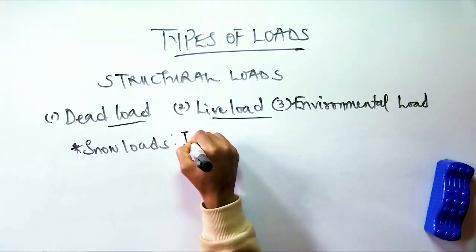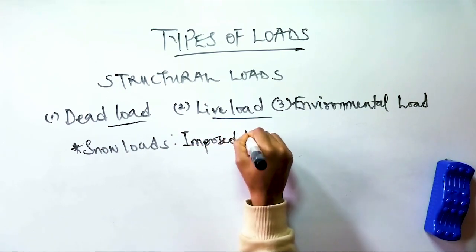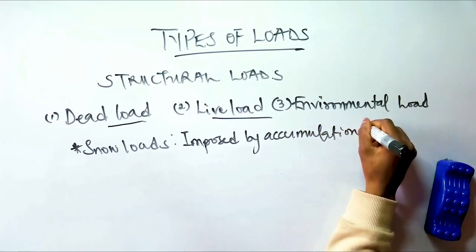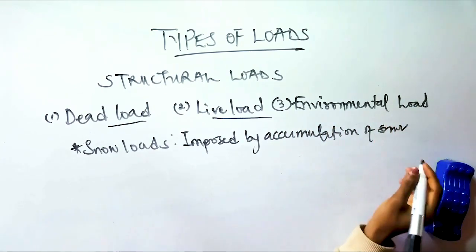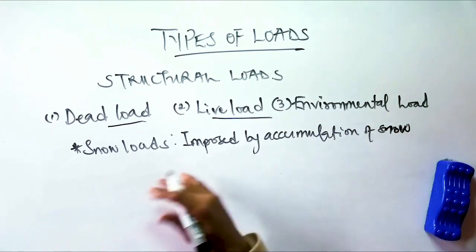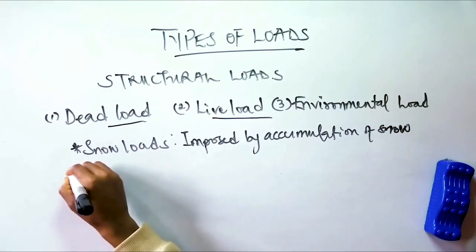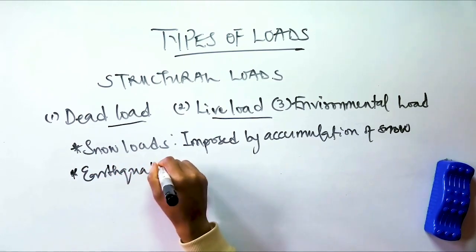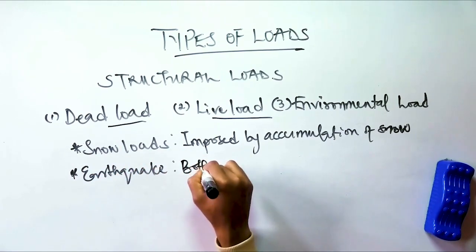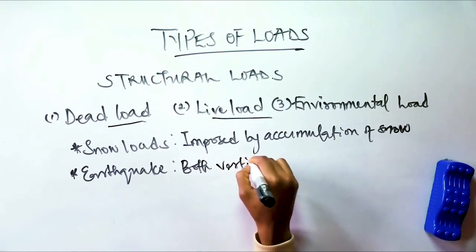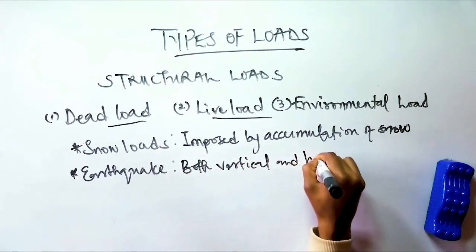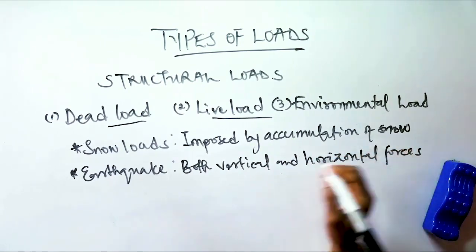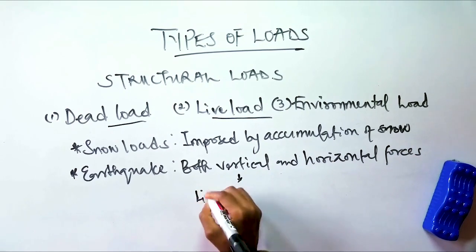Now, snow loads are loads that are imposed by the accumulation of snow, and it is of more concern in geographic regions where snowfalls can be frequent and heavy, for example, the United States. Moving on to earthquake. Now, an earthquake constitutes both vertical and horizontal forces on a building. When an earthquake occurs, the ground surface moves in both directions. That's what we're made to understand. It moves in both the horizontal and the vertical direction.